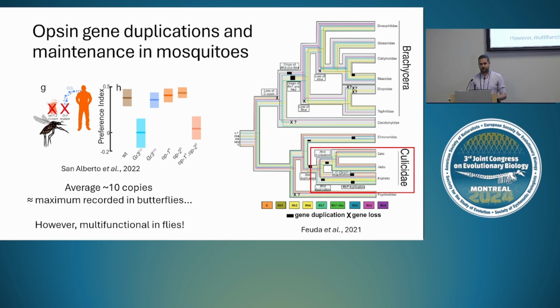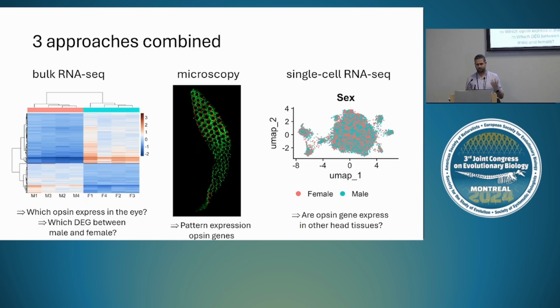So our question is, which opsin genes are involved in vision, and what else are opsin genes involved in? For that, we are using a combination of 3 approaches. We are doing bulk RNA-seq in the eye of the mosquitoes, looking at differences between male and female, to know which ones are involved in vision, and are they the same in males and females, or do we have any differences? Do they see the same or not? Then we combine that with microscopy to see the pattern of expression of these opsin genes across the retina. And finally, we did single-cell RNA-seq on the full head of the mosquitoes to see where opsin genes are expressed in the different cell types of the head.